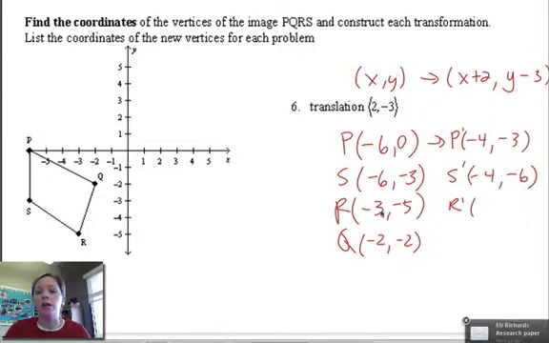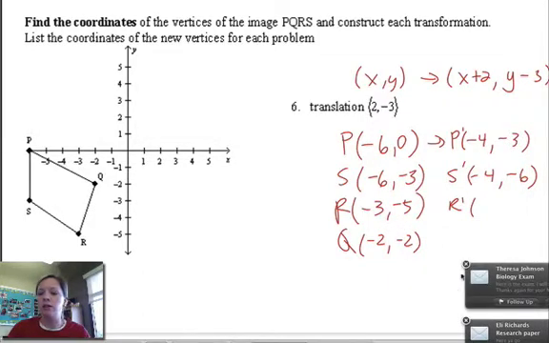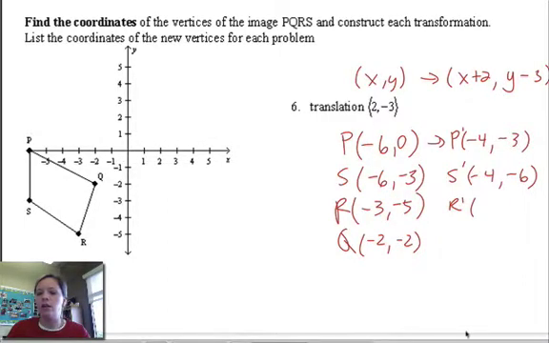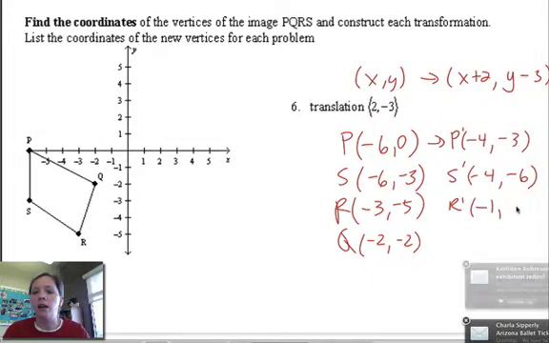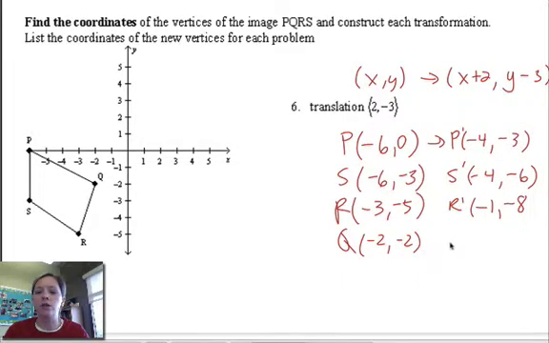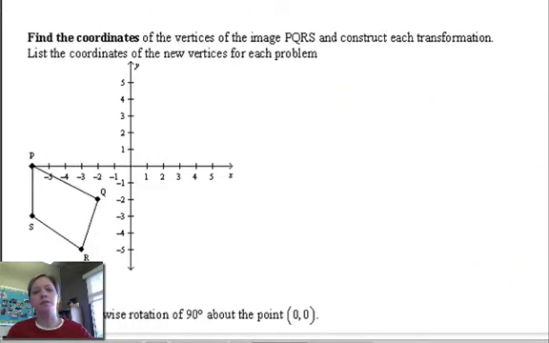For R prime, negative 3 plus 2 is negative 1. And negative 5 minus 3 is negative 8. And for my Q prime, negative 2 plus 2 is 0, and then negative 2 minus 3 is negative 5 for Q prime. Okay, so let's do the next one.